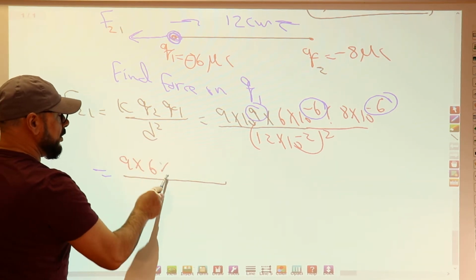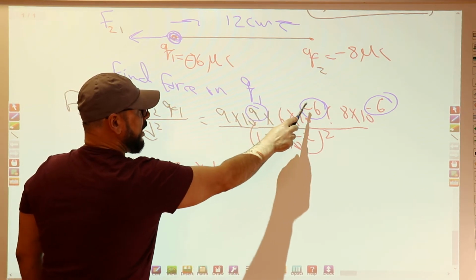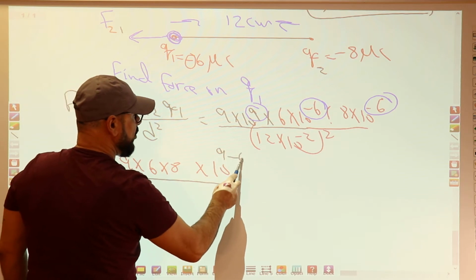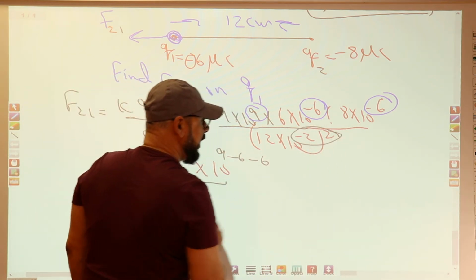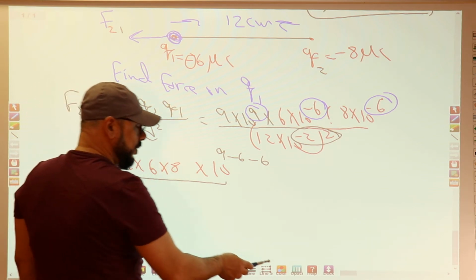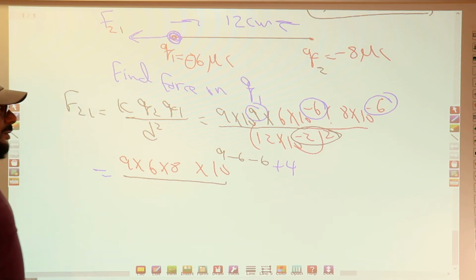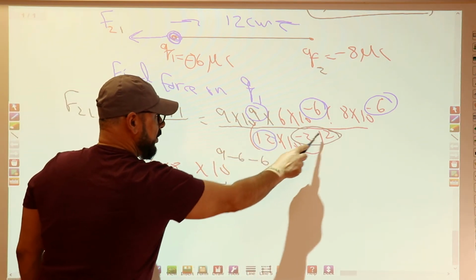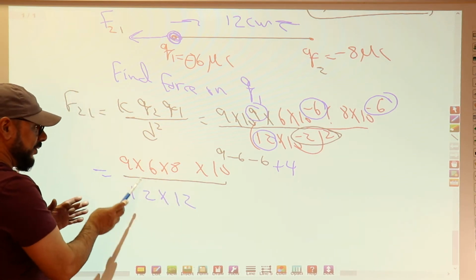9 times 6 times 8 times 10 to the 9 minus 6. I'm going to put it here for you: 9 minus 6 minus 6. Now here we have negative 4. When you take it up, it becomes plus 4. Now over 12 squared, 12 times 12. Leave it like this to simplify.